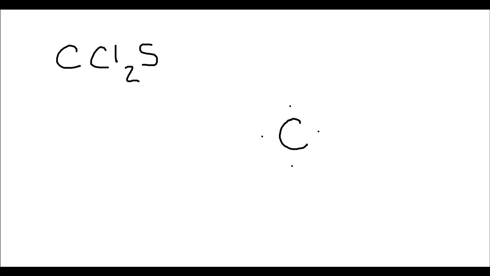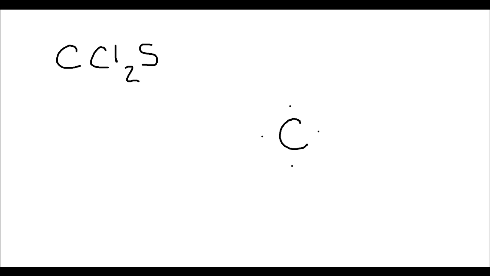So let's look at another one. This one's a little bit more difficult. We've got CCl2S. Whenever I see a compound that has carbon in it, I always put carbon in the center, just because I know carbon is in group 4A, and so carbon has 4 valence electrons, and he's got more that he's going to want to share.